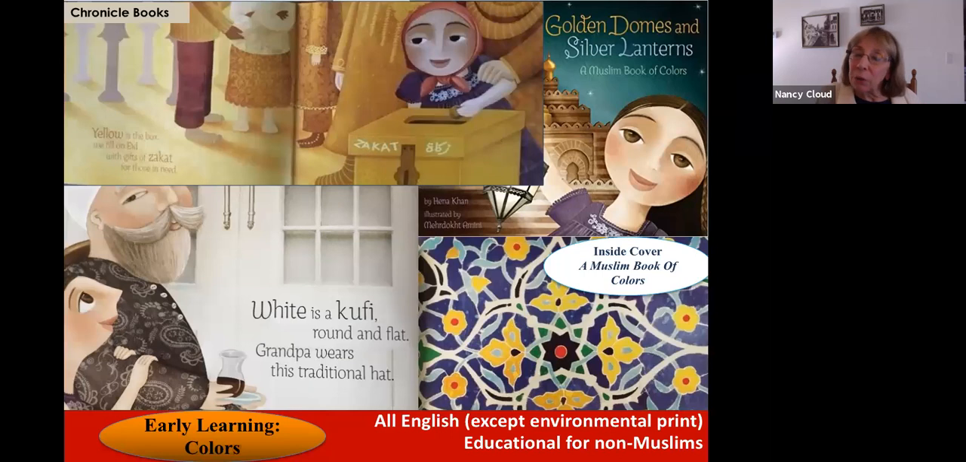When we teach colors, this is something that goes on in kindergarten. Why not find books that do this with reference from the world of our children? So this is all happening in English, but when it teaches the color white, it's teaching it with items that would be found in a Muslim environment. So white is a kufi, round and flat. Grandpa wears this traditional hat. And I'm sure grandpa's not called grandpa, but you get the drift.